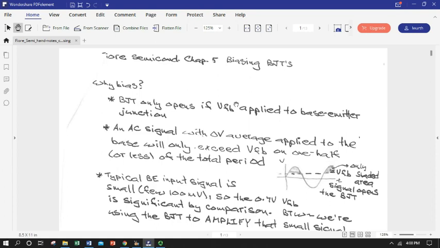Well, most silicon devices, that's 0.7 volts. That's almost 0.7 of a volt. Most very small signals that we'll be working with that require amplification aren't ever going to touch that. So we can apply our signal to the base in hopes of getting an amplified signal collector to emitter, and we'll get nothing because the transistor won't ever open.